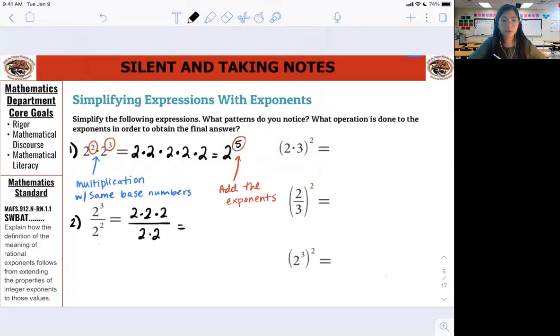Now what happens in this one? What was our final answer? I believe I had 8 over 4. So we end up with 2. Now another way to think about this is that the 2's cancel out, since one is in the numerator and the other is in the denominator. So we just end up with 2. Technically this is 2 to the power of 1, because anytime you just have a number on its own, it's to the power of 1.